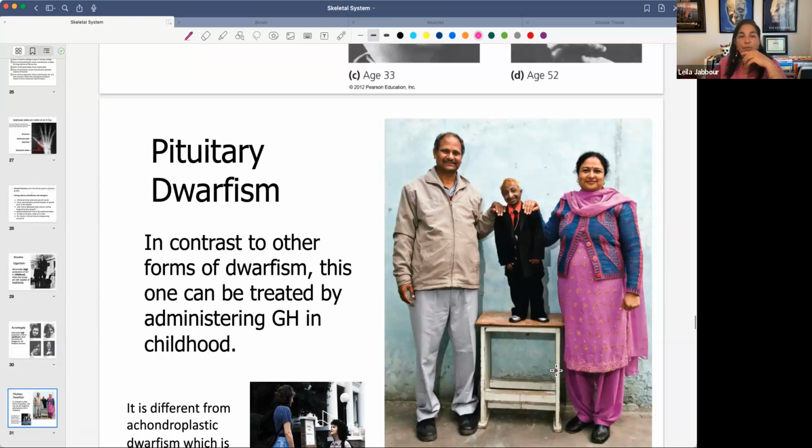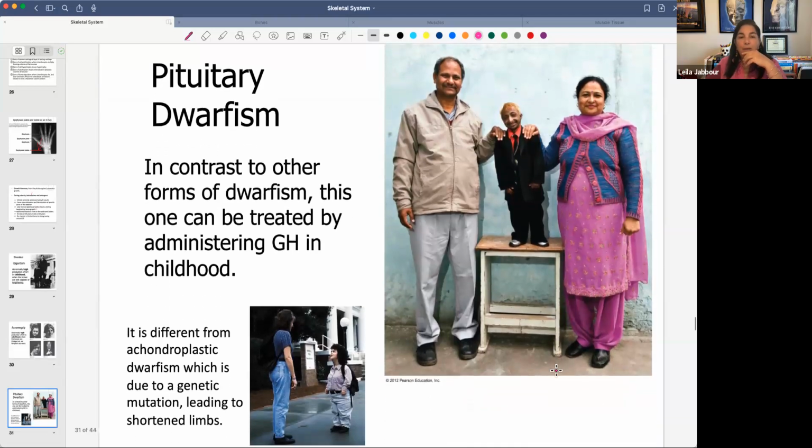And when you don't have enough growth hormone, you can end up having a form of dwarfism. This can be treated by administering growth hormone during childhood.